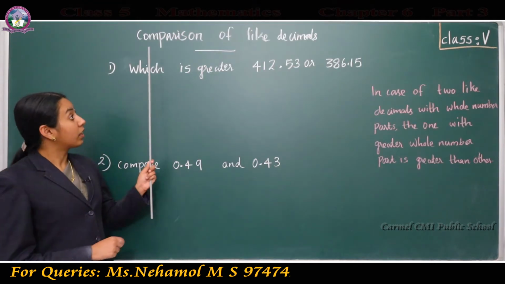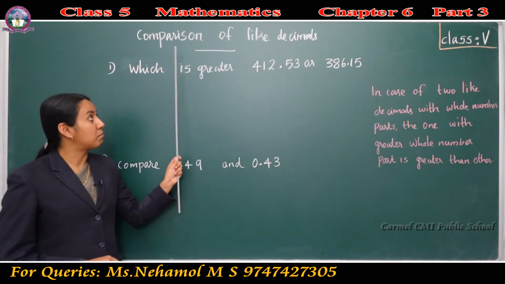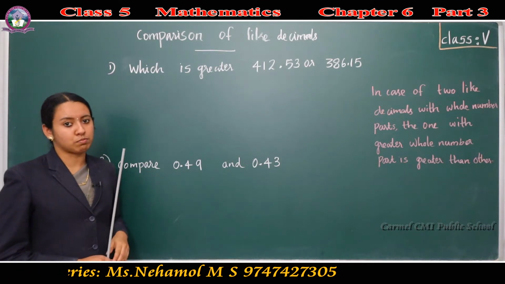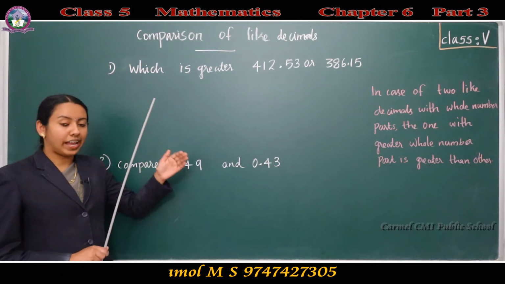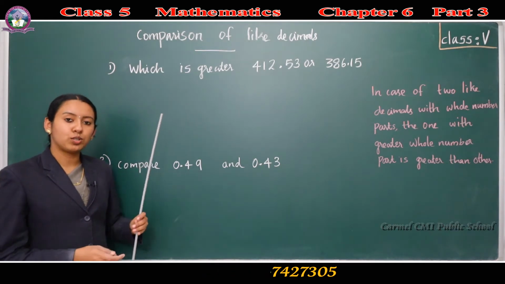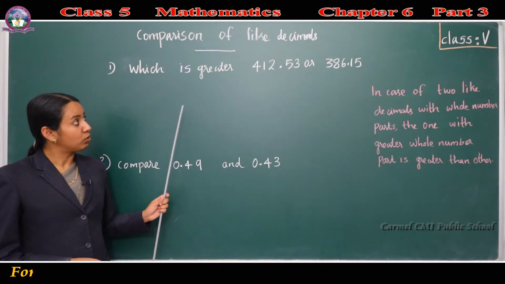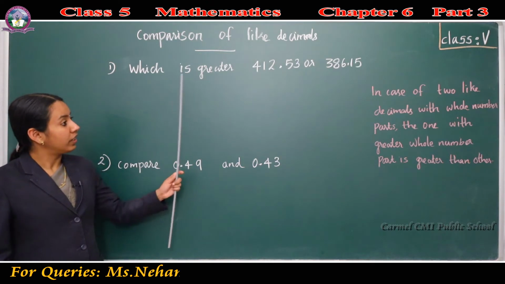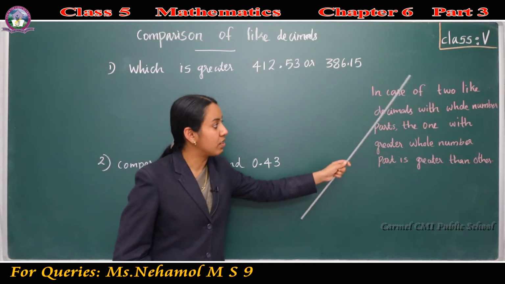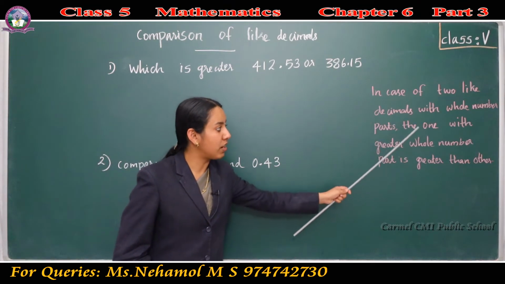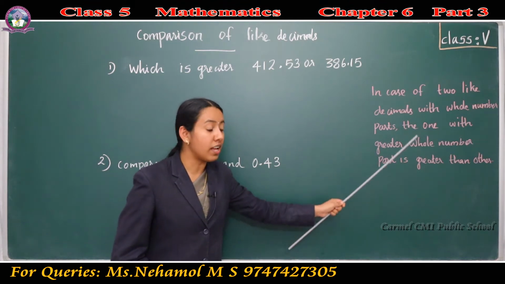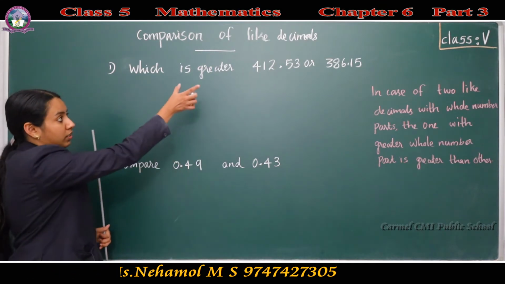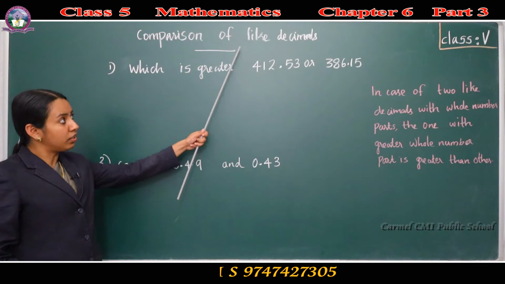Next topic is comparison of like decimals. Comparison means which one is greater, which one is smaller. We can compare two like decimals just as we compare two whole numbers. One with the greater whole number part will be the greater decimal. In case of two like decimals, the one with the greater whole number part is greater than the other. We can compare the decimals by ignoring the decimal points.